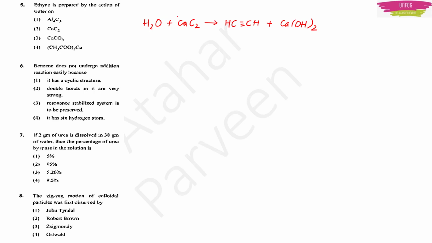So this is one of the basic preparation methods of ethyne, which should be remembered by you. So calcium carbide, CaC2. The answer to the fifth question is the second option, CaC2, calcium carbide. You need to remember this reaction.